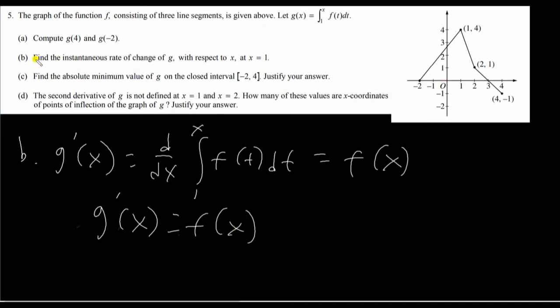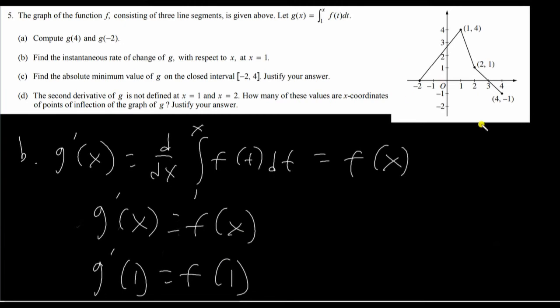And then anyways, we want to find the instantaneous rate of change at x equals 1. So the question is, what is g prime of x when x equals 1? So what is g prime of 1? Well, that's going to be equal to f of 1, right? Since g prime of x equals f of x. So now the question is, what is f of 1?